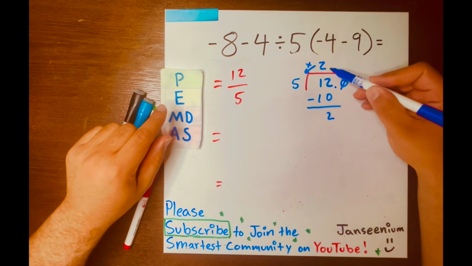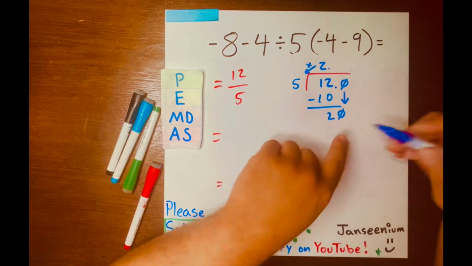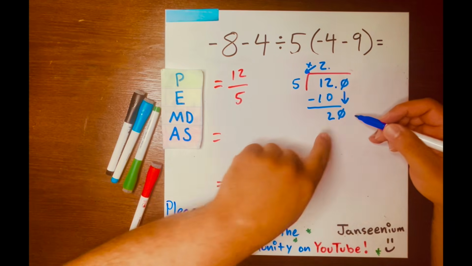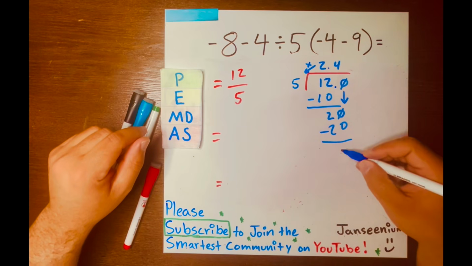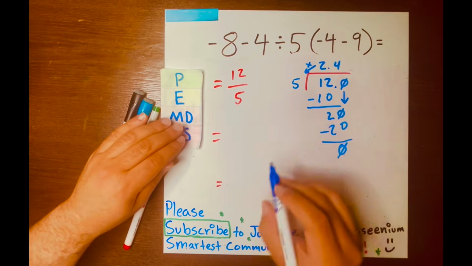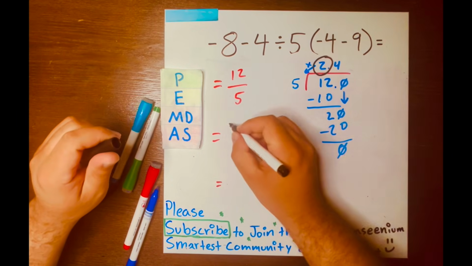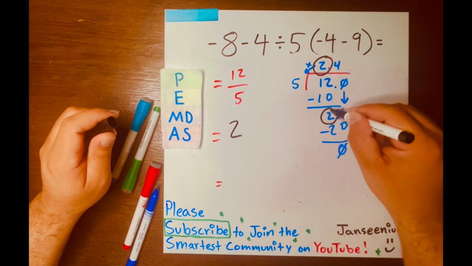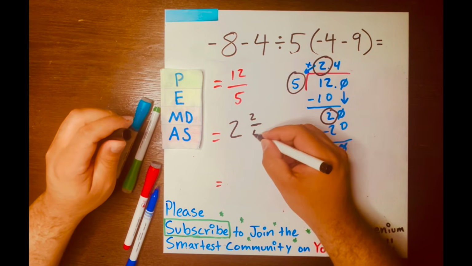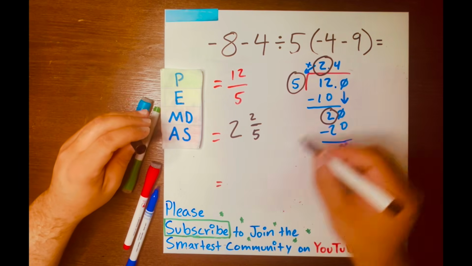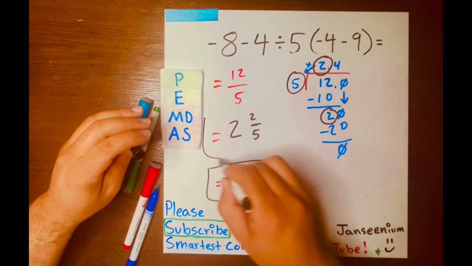I add a decimal after the 12. After the 2, drop the 0, give it to the 2. 2 becomes 20. You can fit 5 into 20 4 times. 4 times 5 is 20. 20 minus 20, 0. So your mixed number answer, the whole number is 2. The remainder, 2, goes above the fraction bar, and the 5 goes below the fraction bar. And then your decimal answer is 2.4. And these are your answers.